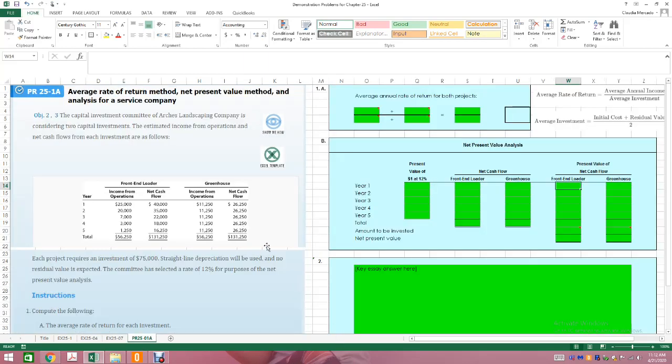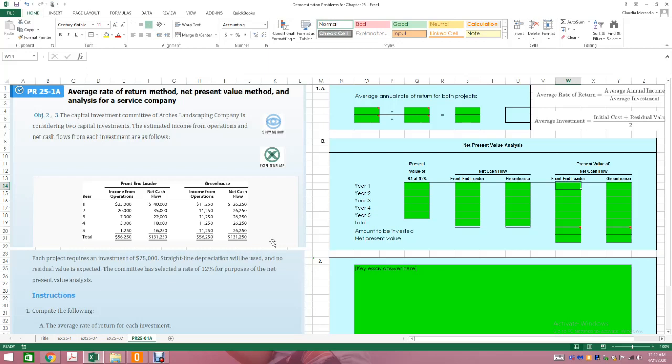Okie dokie. Now we're going to do problem 25-1A. You are going to see something similar to this on your test. This is the problem that you're going to be seeing from chapter 25 on your final exam, something similar to this. This problem deals with the average rate of return, the net present value method, and the analysis of the service company.